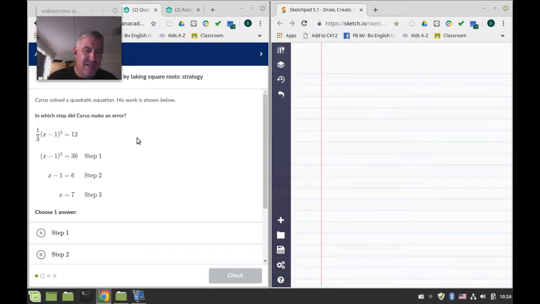Alright, so our second question, we got 4 questions in this set. Cirrus solved a quadratic equation. His work is shown below. In which step did Cirrus make an error?